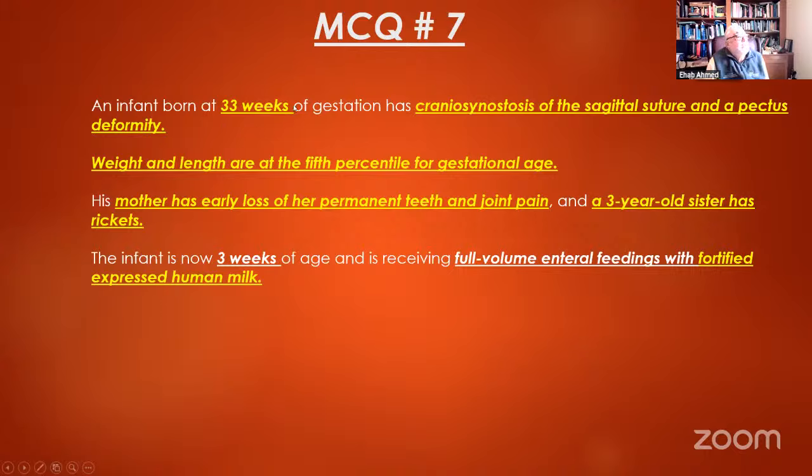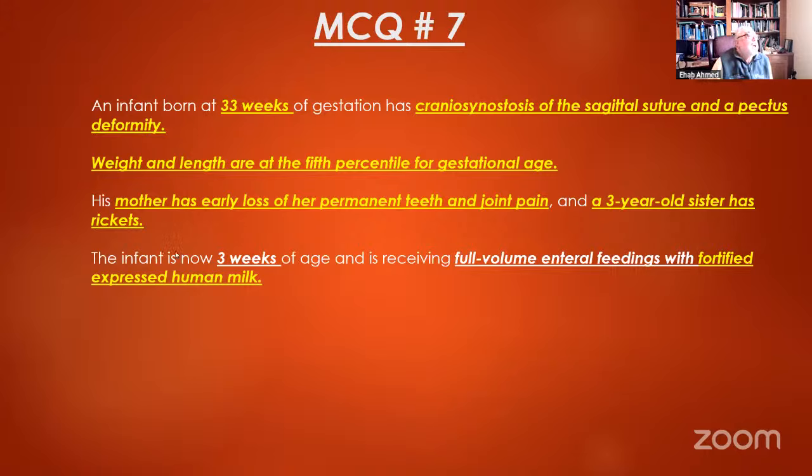A 33-week infant has craniosynostosis of the sagittal suture and a pectus deformity, a chest deformity. Craniosynostosis, pectus deformity, 33 weeker. The weight and length are at the 5th percentile. So this baby has intrauterine growth restriction and is also SGA.